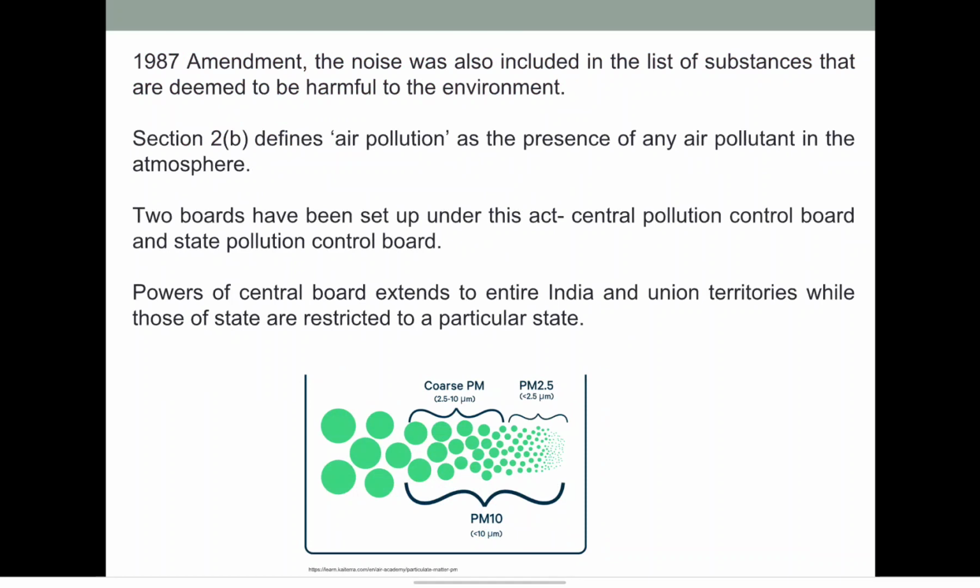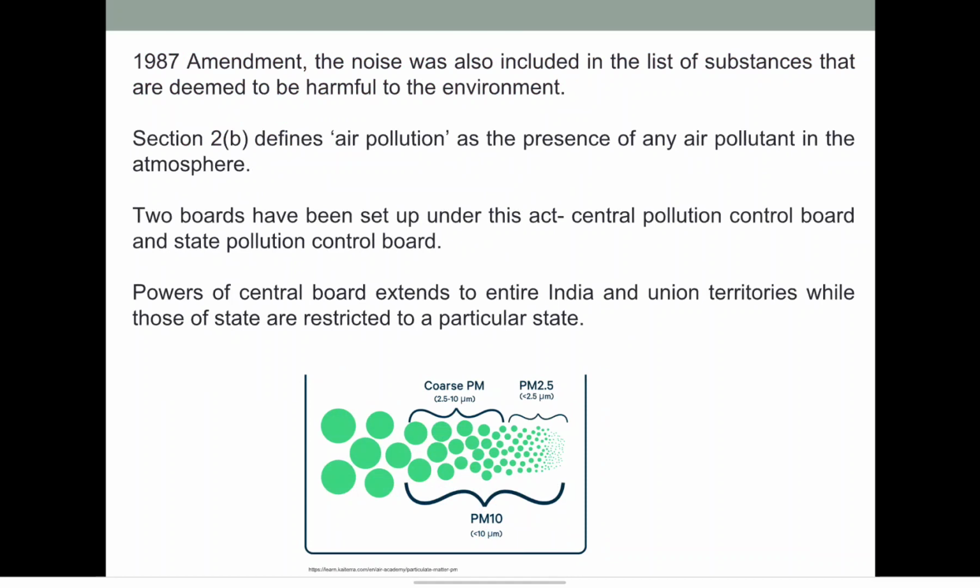Then under this act, two boards have been set up. First is the Central Pollution Control Board and the second is the State Pollution Control Board. See, the difference is that the powers of the central board will extend to the entire India and the union territories as well. Okay, but the powers of the state control board will be restricted to a particular state. That means Maharashtra has its state control board, Karnataka will have its own state control board. So different states will have their pollution control boards.